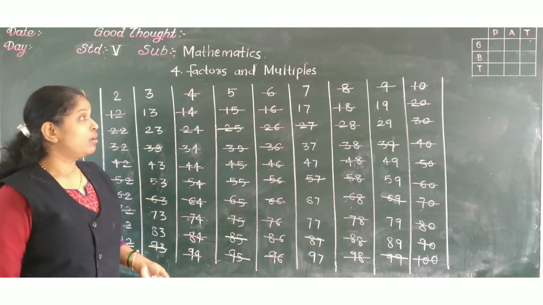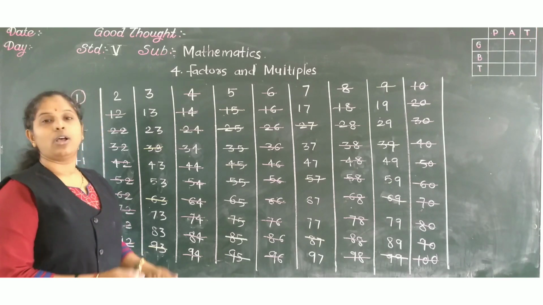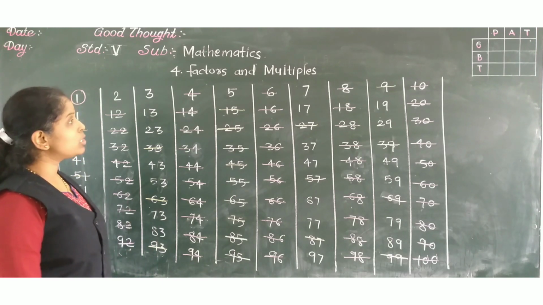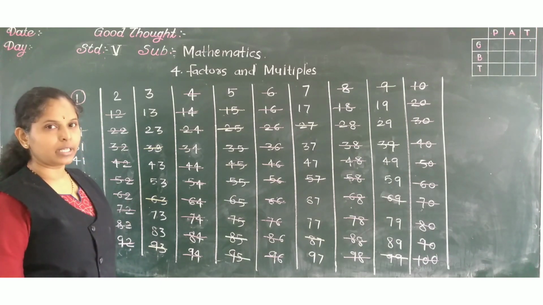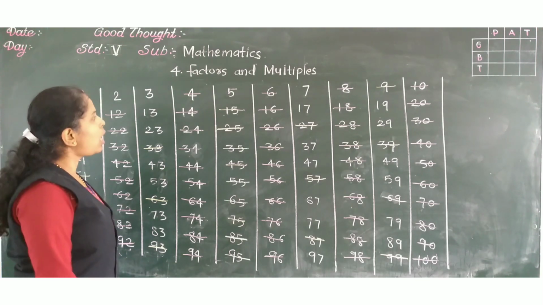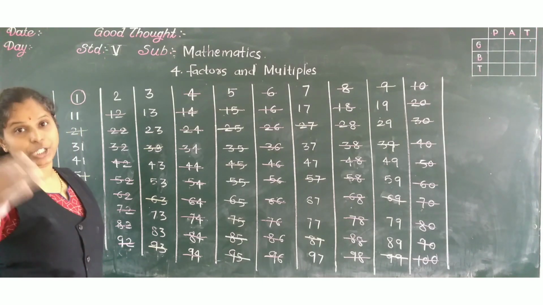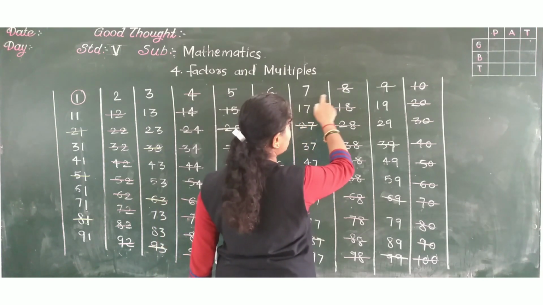See here now. The numbers which we are unable to cross, those are considered as prime numbers. Now see 7. 7 is also a prime number as it doesn't come in any other table except 1 and itself. So now the numbers which are divisible by 7 means 7 steps every time we have to go. So see here 7. Don't cross 7.